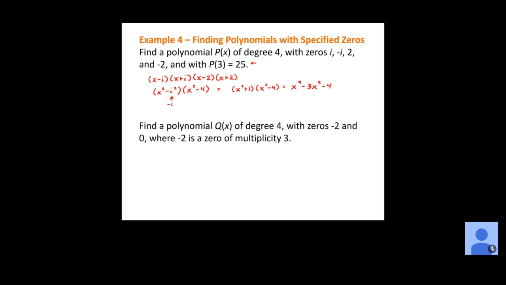Now, the only thing left is to figure out what the polynomial would be if P of 3 is equal to 25. Because keep in mind here, we can actually multiply this by some a value out front. That's not going to change the zeros, and so we might get different coefficients here. So the way I'm going to solve this is I'm going to say a times, I'm going to plug in 3 for my x's. So 3 to the 4th minus 3 times 3 squared minus 4. And I need all of that to equal 25 this time.